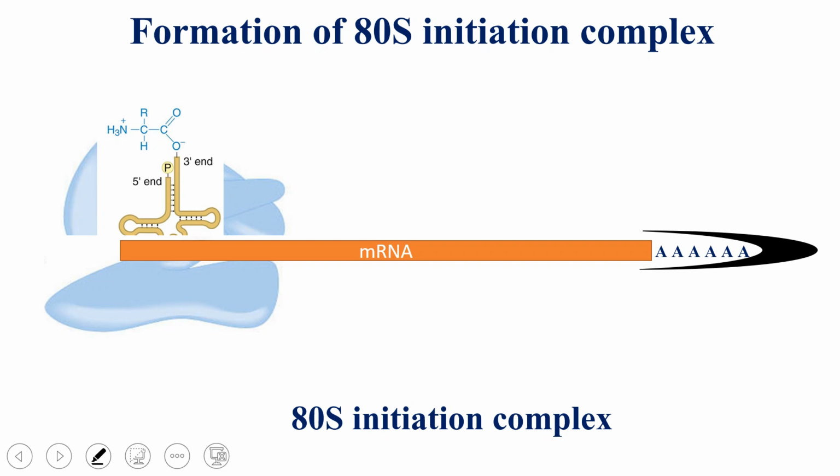In this 80S initiation complex, what do we have? We have 40S, 60S, messenger RNA, PAB, and tRNA loaded with amino acid. This is our 80S initiation complex, which is going to initiate our protein synthesis. Now, this protein synthesis scans for the 48S scans.